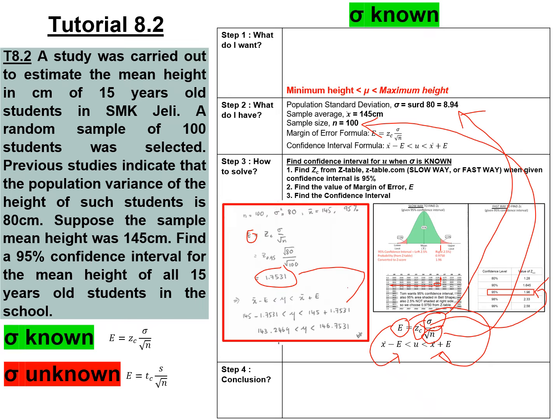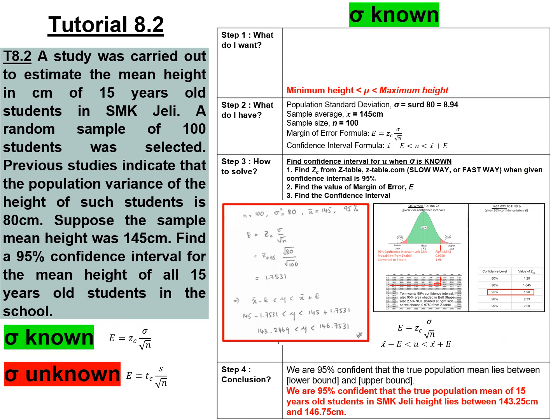We replace into the range formula. So we get the average height of the SMK Jeli student is between 143 cm to 146.7 cm. When we write the conclusion, we say that we are 95% confident that the true population mean height of 15 years old student in SMK Jeli will lie between 143.25 cm to 146.75 cm. Most likely that this is the true population mean. Tutorial 8.3.